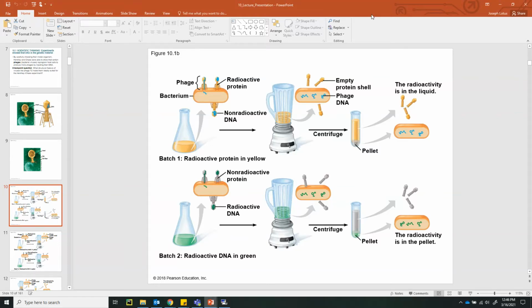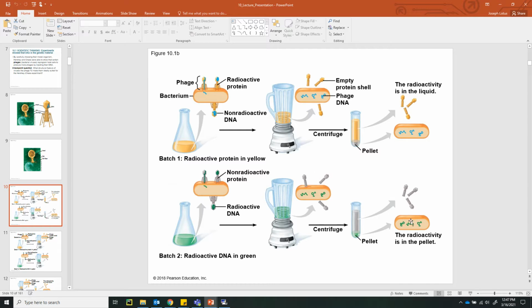So, what was so cool about this experiment is that by radioactively labeling either the protein or the DNA, it allowed Hershey and Chase to see where this protein goes and where this DNA goes. Because remember, this is before we knew that DNA was the genetic material. But after this experiment, we saw that the DNA was getting injected into the bacteria, not the protein.